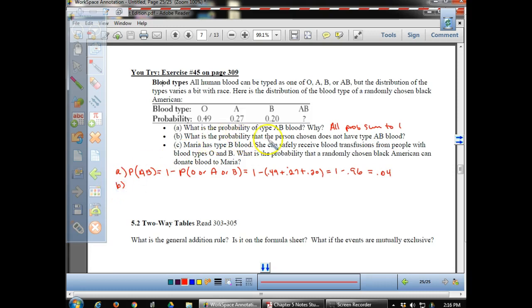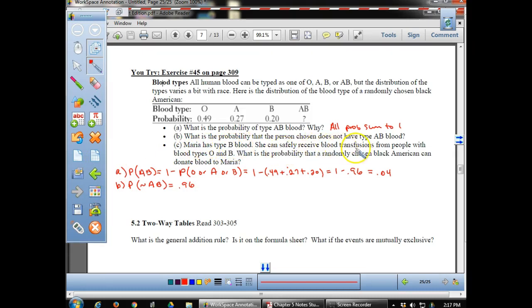B says, what is the probability that the person chosen does not have type AB blood? So I'll say probability, and I'm going to say not AB. That's just a symbol that represents not. And in a minute I'll show you how to write it a different way. It is just going to be the other percentages or probabilities that make up the total of 1. So 0.96.